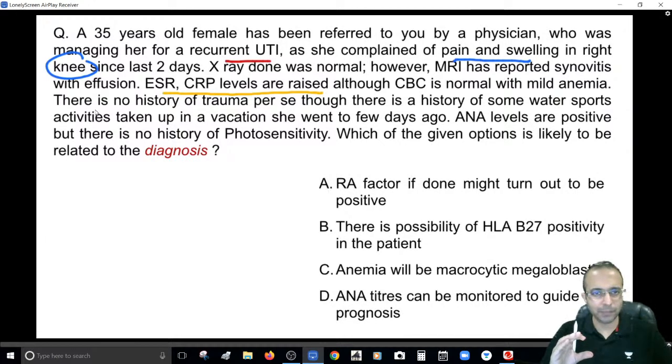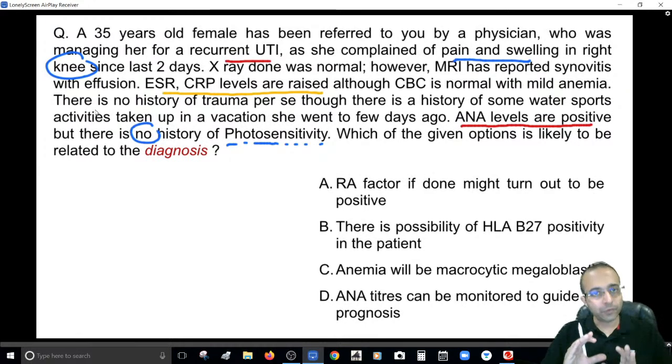There is just a mild kind of anemia. There is no history of trauma per se, although she's had some water sports. But knee injury from water sports is again very unlikely. Now her anti-nuclear antibody levels were done and they turned out to be positive. But mind you, there is no photosensitivity. So certainly not SLE, because anti-nuclear antibodies you would generally correlate with SLE.